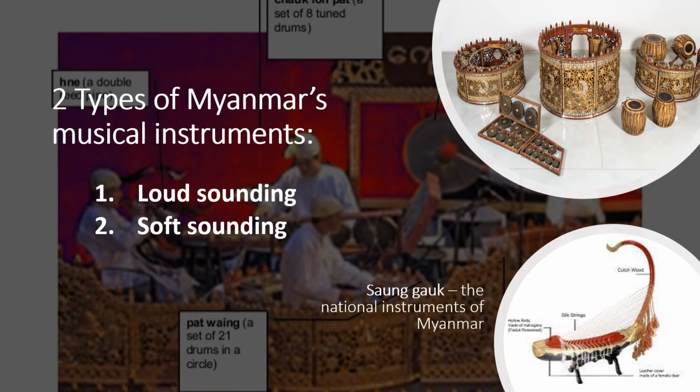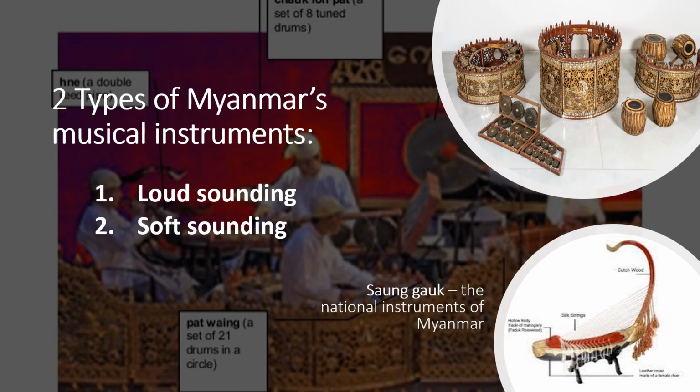Myanmar's musical instruments are categorized into two types, the loud-sounding and soft-sounding. The loud-sounding instruments are performed in open-air ensembles at ceremonies and festivals. Most of the Saingwaing instruments belong to the loud-sounding category.